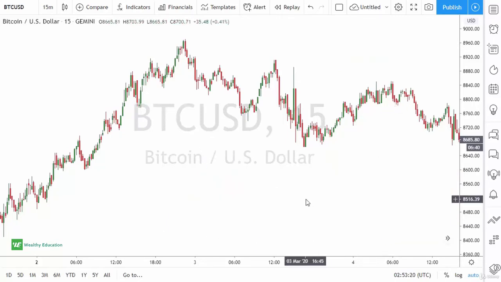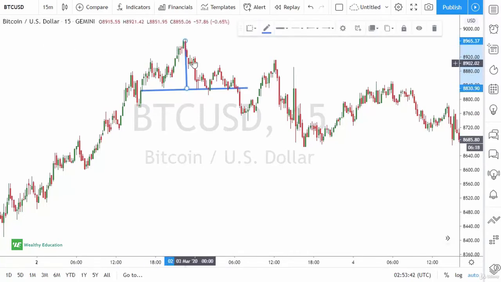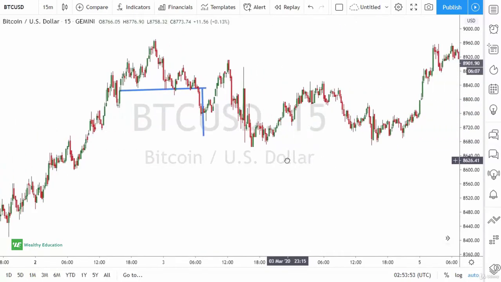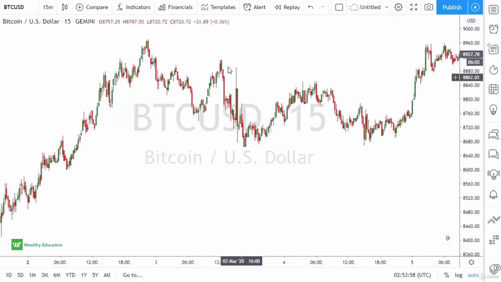So let's take a look at these in the wild, and you can see exactly what I'm looking for here. And there's your neckline. So you can see that the pattern does play out, right? So here is your neckline, and here is the height of the head to neckline. And you'll notice that we clearly hit the target without too many issues. And in fact, hit that area a couple of times. Not a huge surprise because a lot of times these areas get visited more than once.